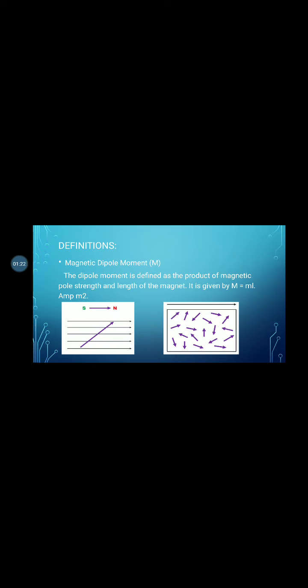Magnetic dipole moment. The dipole moment is defined as the product of magnetic pole strength and length of the magnet. It is given by M = m × l. As you see in the picture, I have shown one arrow. The arrow represents poles, S pole and N pole. The arrow's direction towards N indicates that the lines of force are emitted by the N pole and enter into the S pole.